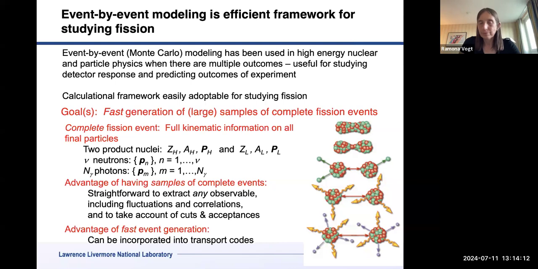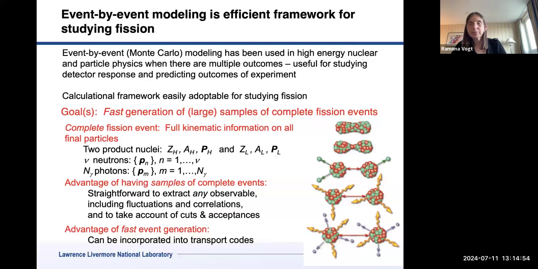So when we started working on FRIA, the goal was to have fast generation of a large sample of complete fission events. And by complete, we mean we have full kinematic information on all the final particles. Two nuclei, the fragments, they're called products after they emit neutrons, the prompt neutrons, and also the neutrons and photons that get emitted. And when you can sample complete events, we can build a big file where people can just extract any observable that they want. And it includes fluctuations and correlations.